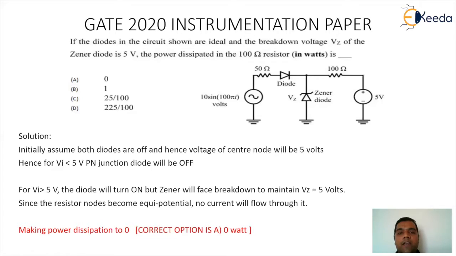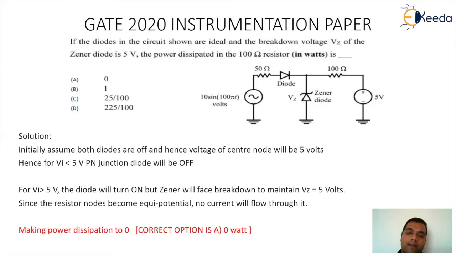So, if we comment on the input and the situation of the diode, we can easily say that as long as the input is less than 5, the diode will remain in the off state. But as soon as the input crosses 5 volt, the diode D will be in the on state. Since the diode becomes on, it will work like a closed switch.